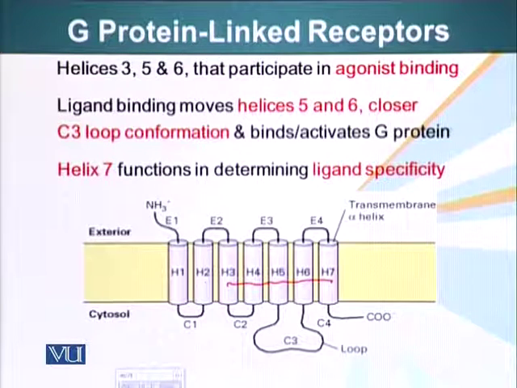Ligand binding moves helices 5 and 6 closer. When ligand binds, these two helices come closer and it squeezes this loop, which is called the C3 loop. And when this loop is squeezed, it of course changes the shape, and the proteins inside the cell can recognize this change in the receptor structure, and they can convey this message to the other parts of the cellular machinery. Helix 7, H7, basically determines the ligand specificity, which ligand will be able to bind this receptor or not.